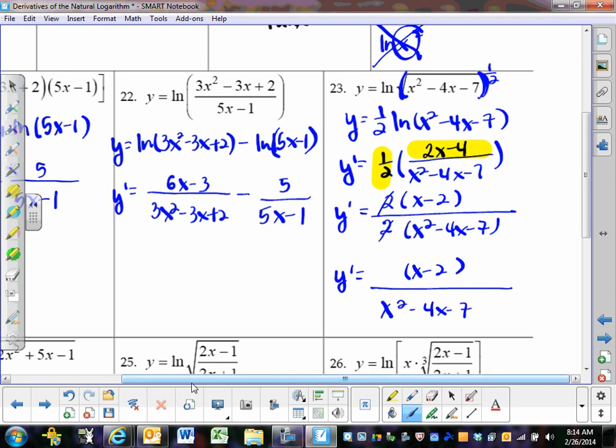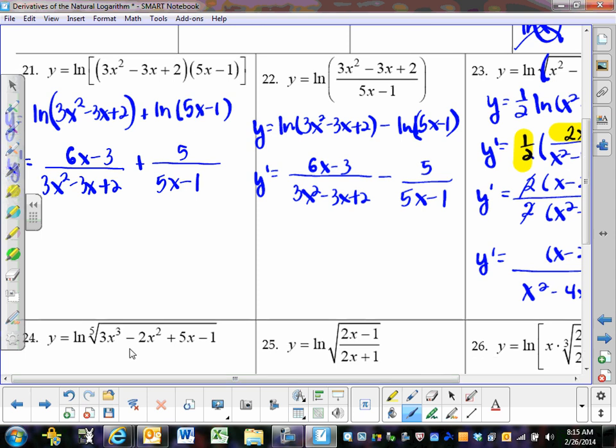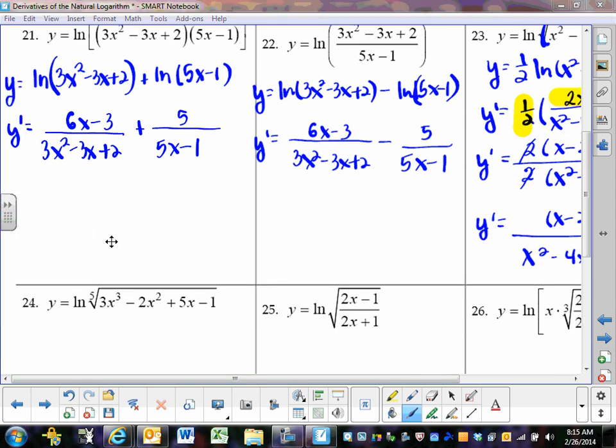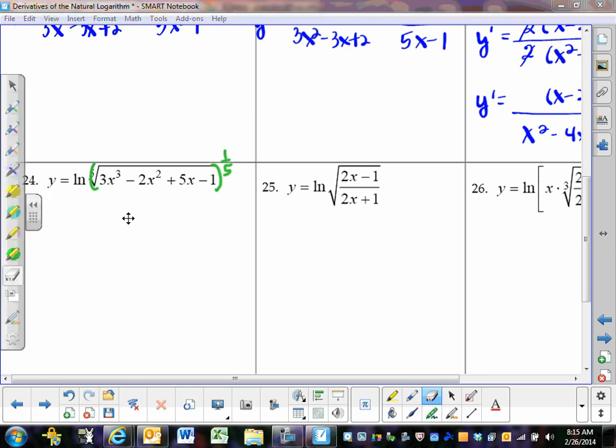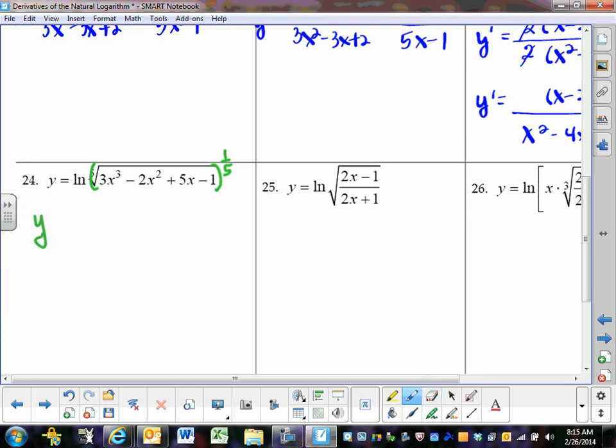The only difference between number 21 and number 22 is that instead of adding for the product, we subtract for the quotient. So our derivative looks exactly the same. It's still u prime over u. But there's a minus in between this time for the next u prime over u.